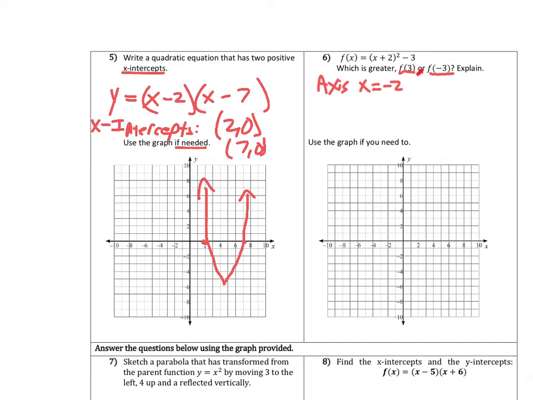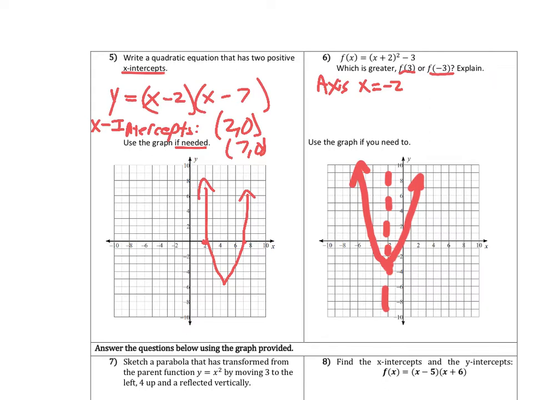Now, so when we graph this here, the vertex is at -2, -3, something like this, okay? And so it's a pretty fat vertex. Okay, it's going to be something like this, something like this. So the question is, what's greater, f of 3 or f of -3? Well, f of -3 is going to be close to the axis of symmetry. F of +3 is going to be way up here. Okay, so which is greater?